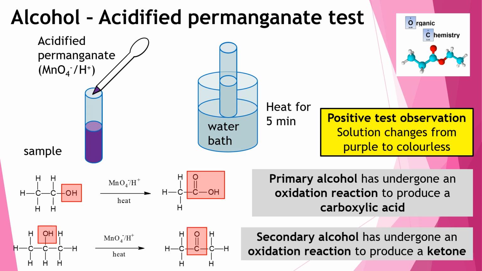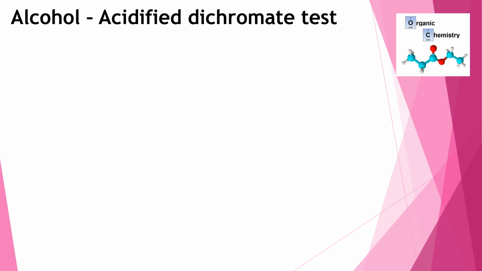Okay, if we actually have a secondary alcohol, we can see there that it's a secondary because the carbon that's attached to the OH has two other carbons attached to it. We produce something called a ketone. So this is still an oxidation reaction, but our secondary alcohol has been turned into a ketone. So we can actually do the same type of reaction, but we can use a different solution. It's called acidified dichromate test.